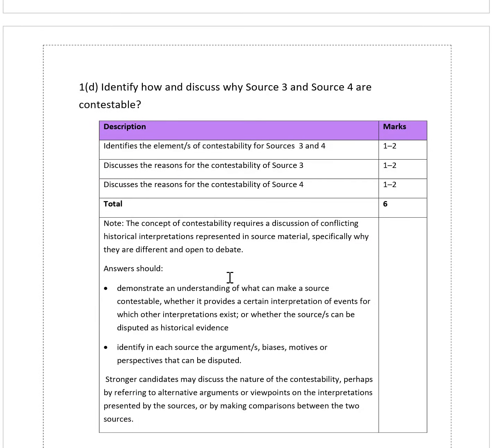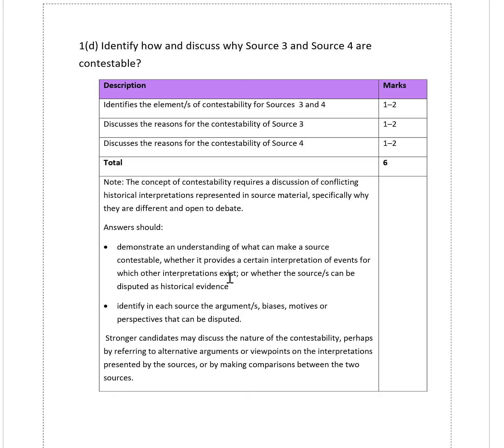Okay, so this is one of the hardest ones, I think: identifying how and discussing why source 3 and source 4 are contestable. Source 3 you've already looked at in message, and then of course source 4 is at the end of your document study. Now there's a couple of ways we can do this. It's a really big idea to try and get your head around, and it's a really hard thing sometimes to get right the first time.